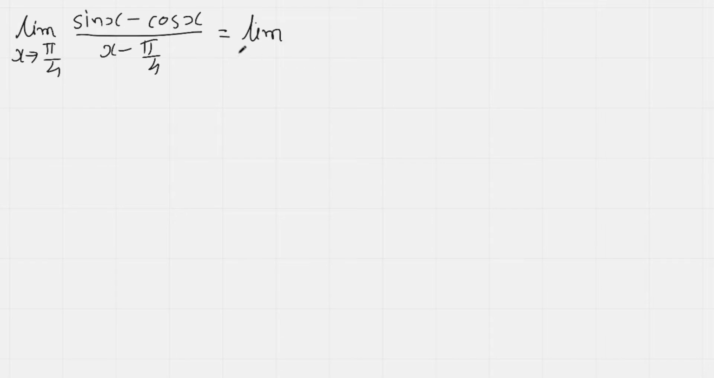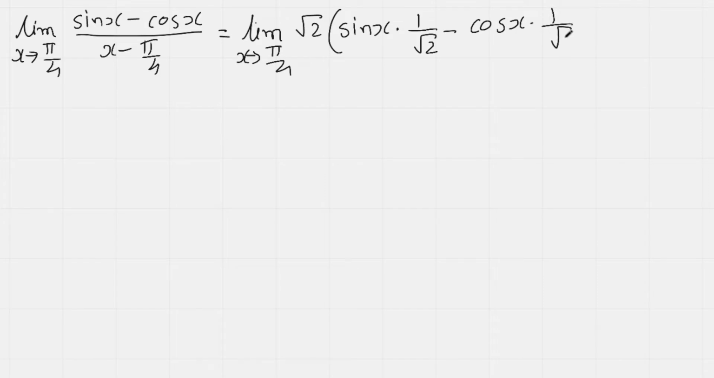So this is limit x approaches pi by 4. We can multiply the numerator by square root 2 and also divide it by square root 2. So this will be equal to square root 2 times sin x into 1 over square root 2 minus cos x into 1 over square root 2. We just multiplied the numerator by square root 2 and also divided it by square root 2. And the denominator x minus pi by 4 as it is.